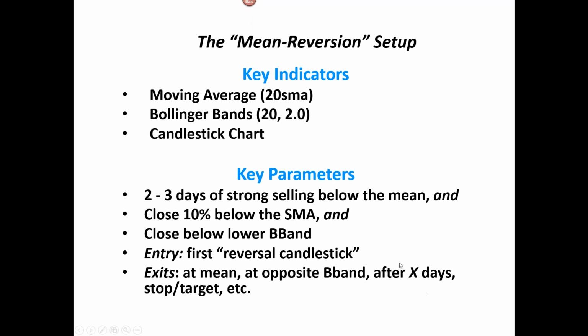You can exit after X number of days, and as I said, the maximal return per day is after 5 days. And of course you can always use a stop loss and a target price. So those are different ways of exiting the mean reversion trades.